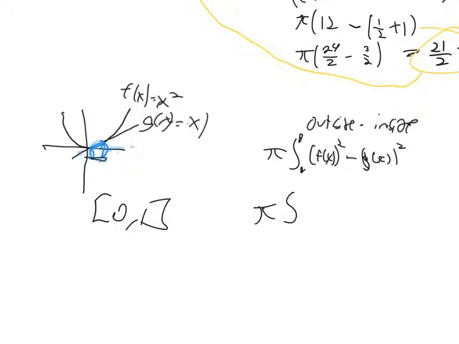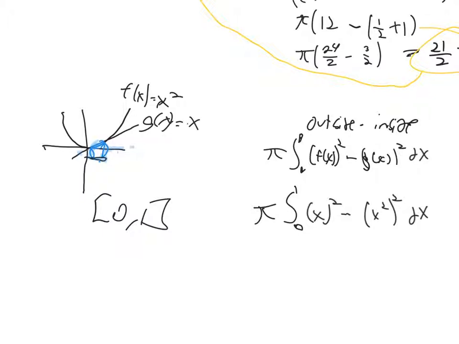So let's fill this out. If we're going from 0 to 1, then f of x is going to be the outside function, which here is x, because you can see how x is on the top and x squared is on the bottom. So x squared, minus g of x, which is the inside function, x squared, dx. I should have thrown dx up here too, to make it official.